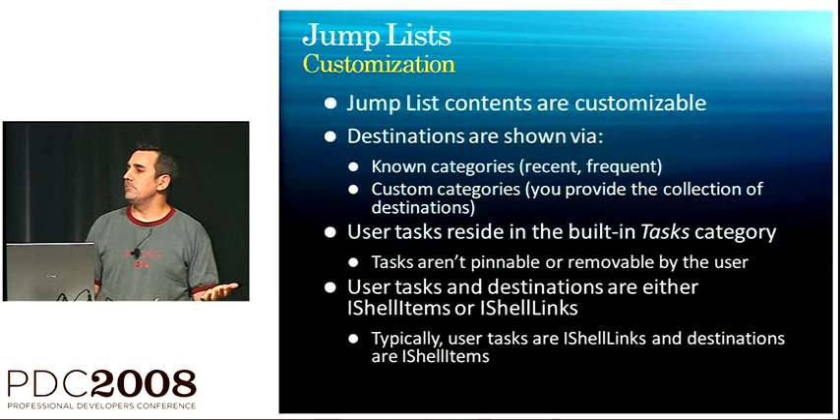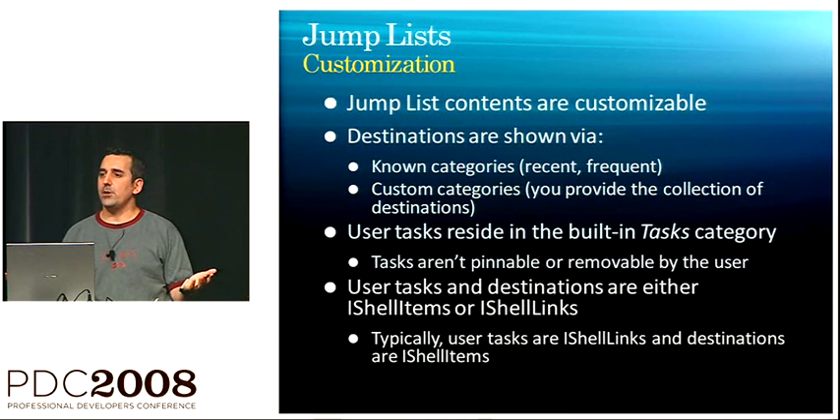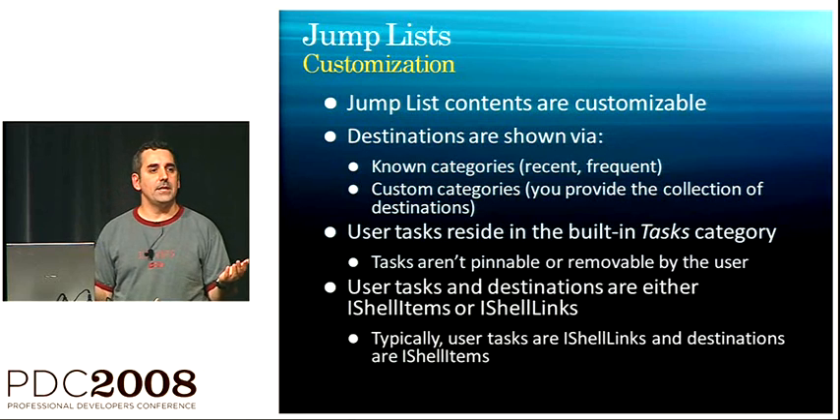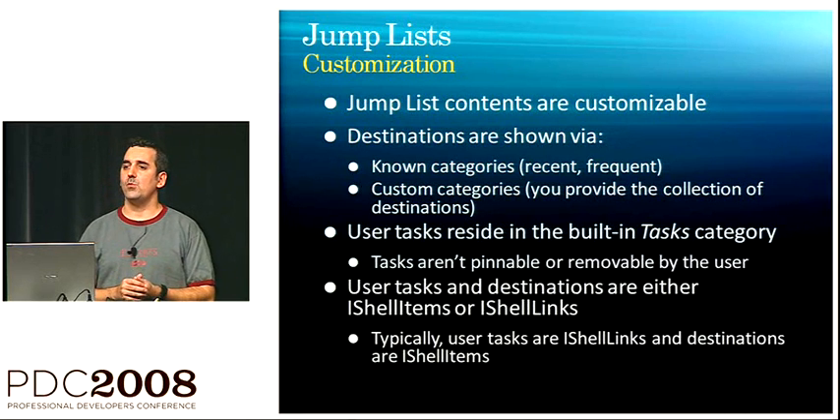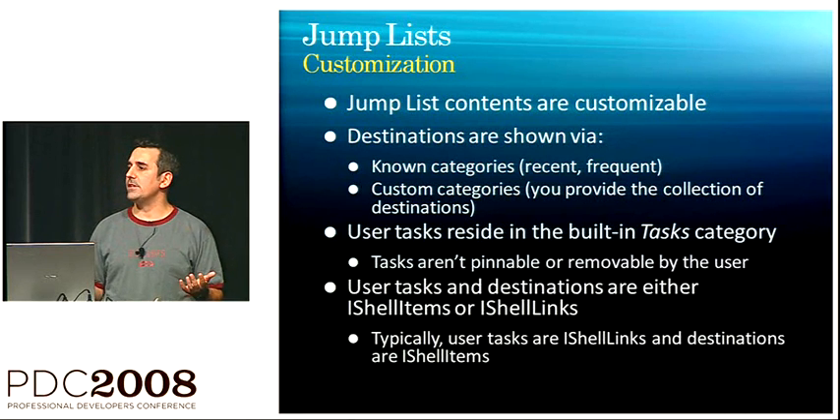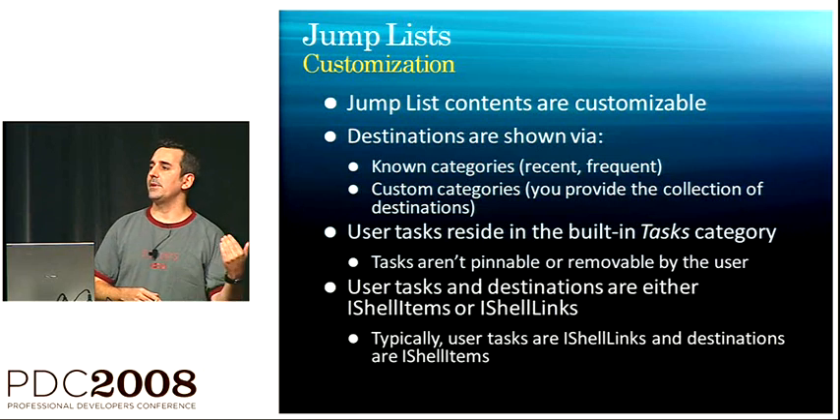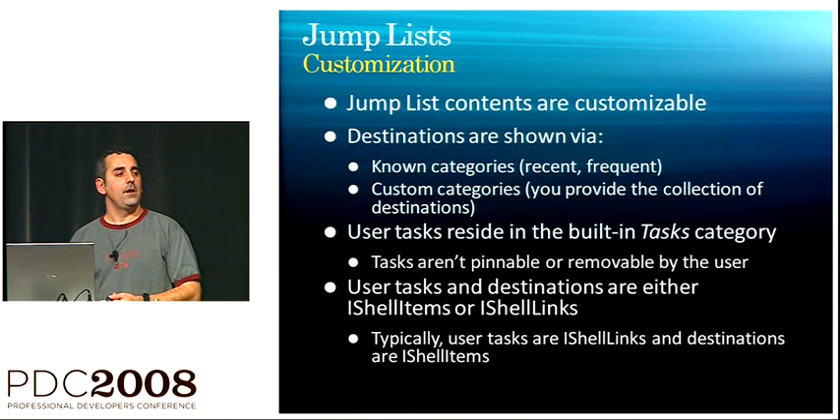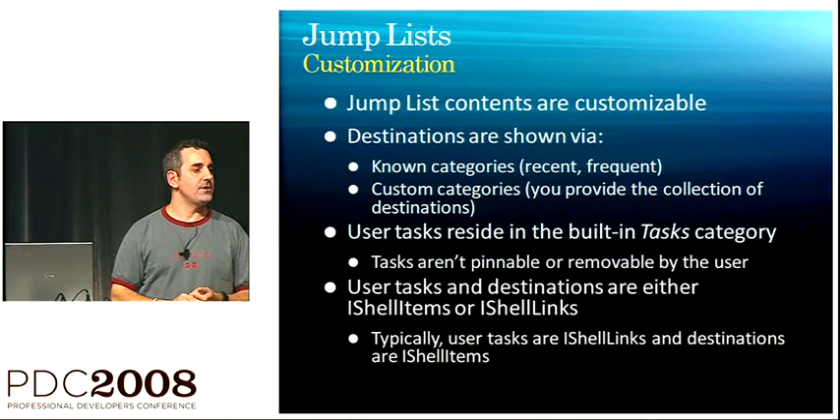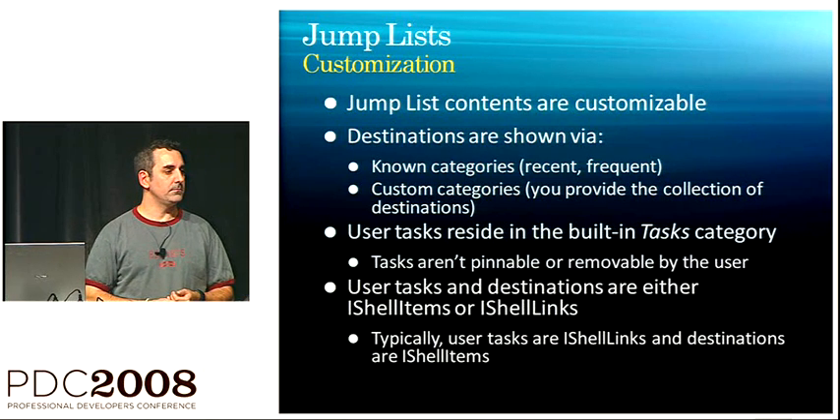If you deem that actually recent or frequent items may not be all that applicable to your application, or you could provide extra benefit in some way by having your own category of destinations. Internet Explorer is an example of this. They actually use their history to populate their jump list. Then you can go ahead and specify those destinations that you wish to be shown in the jump list.